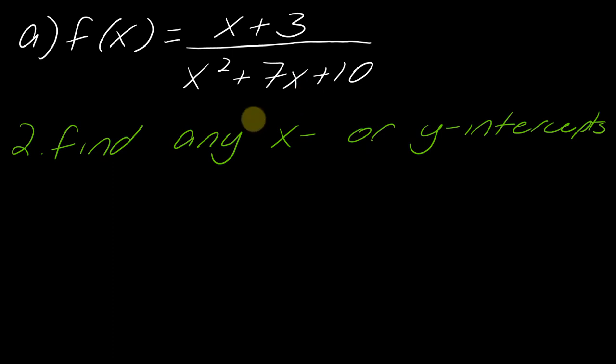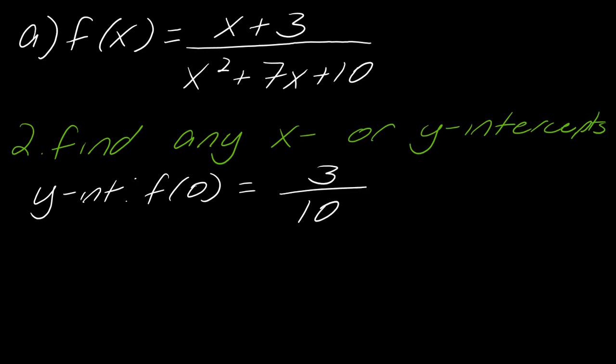Step 2 is to find any x or y-intercepts. Sorry, this word got cut off, but y-intercepts. The y-intercept is probably a little more straightforward. I don't think either of these are too bad, actually. All you have to do to find the y-intercept is plug 0 into the function. So if I plug 0 into the function, I get 3 over 10. This becomes (0 + 3) over (0 + 0 + 10), so 3 over 10. So I have a y-intercept at 3/10.